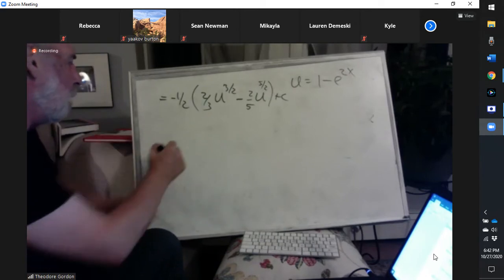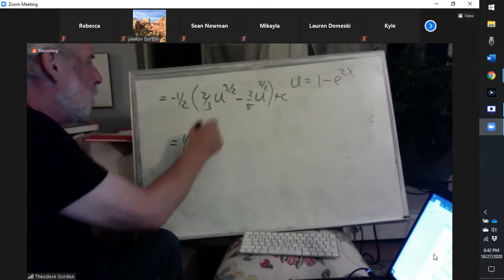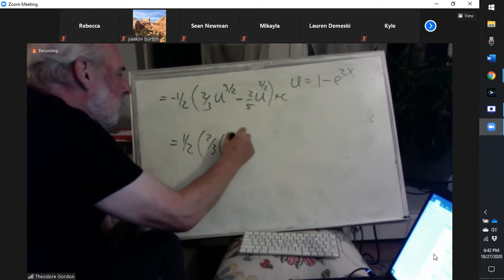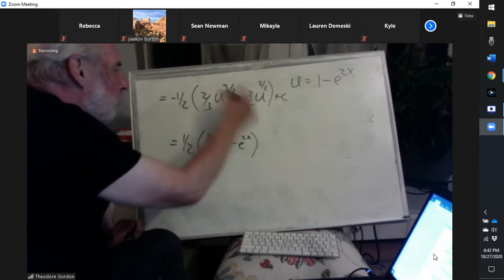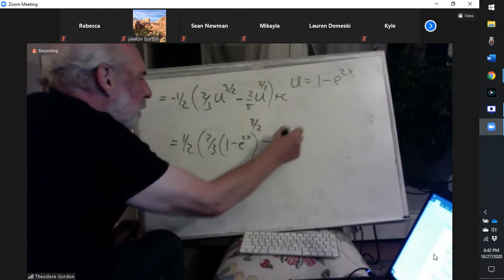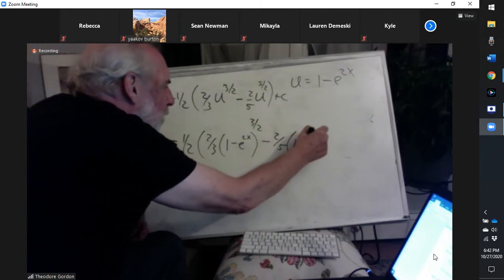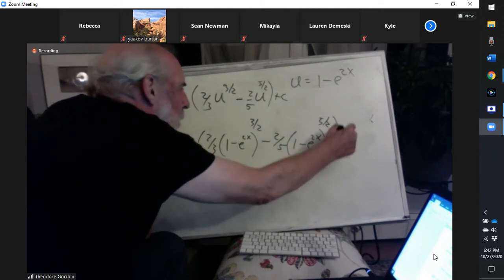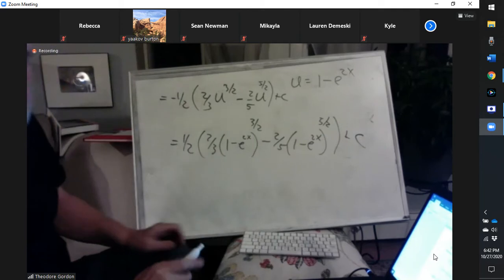So what we have is 2/3 times (1 minus e to the 2x) to the 3/2 power, minus 2/5 times (1 minus e to the 2x) to the 5/2 power, plus c. And that's the final answer.